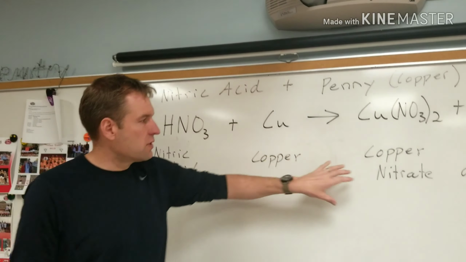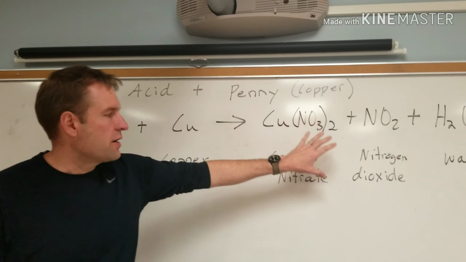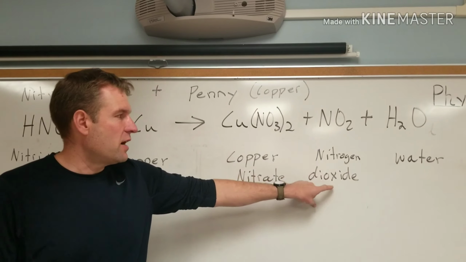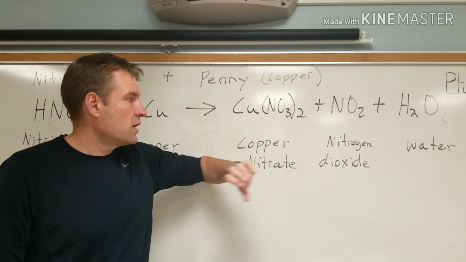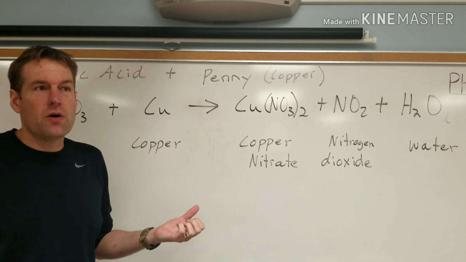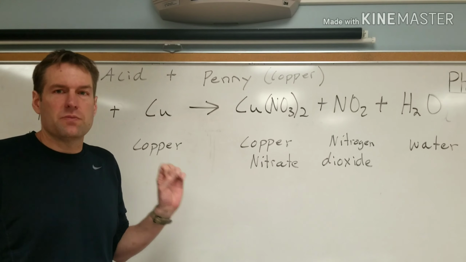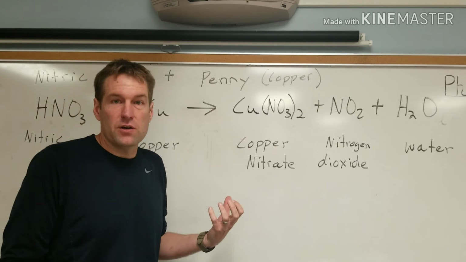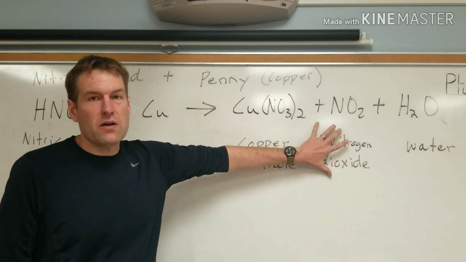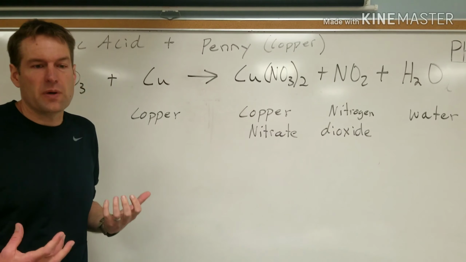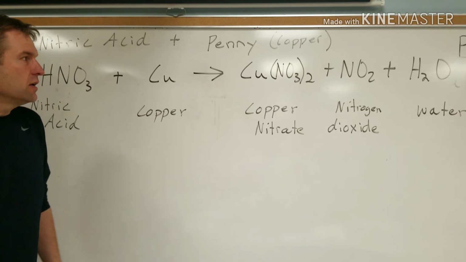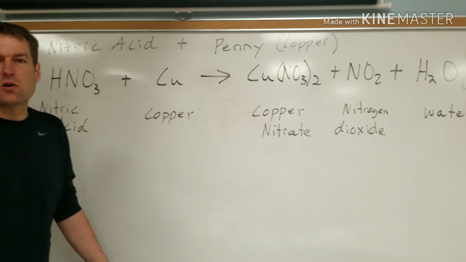It's going to produce copper nitrate, nitrogen dioxide, and water. Nitrogen dioxide is a gas. It is a major component in air pollution, or what we call smog. When we do this reaction in just a bit, this is going to be the brown gas that you can see. This reaction is also very exothermic, so a lot of heat is being released. Let's go back and see this reaction.